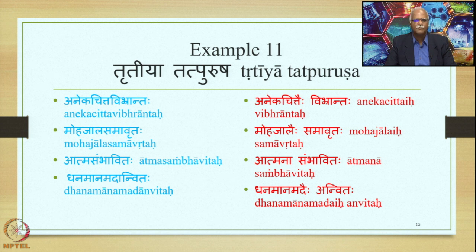So Aneka Chitta, Mohajala, etc., Dhanamana Mada, these are acting as Karana of the actions denoted by the verbal roots in Vibhranta, Samavrata and Anvita. Atma Sambhavita is Atmana Sambhavita. Atman is related with the action of Sambhavana as Karta. And Dhanamana Madanvita, for whom Laukika Vigraha is Dhanamana Madaihi Anvitaha.